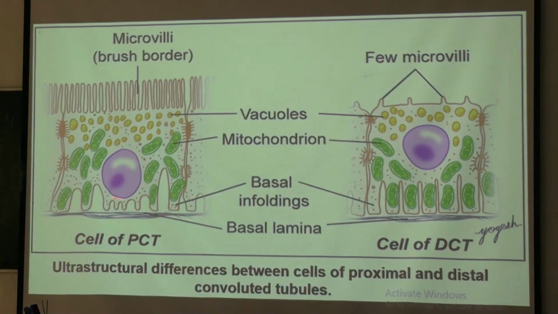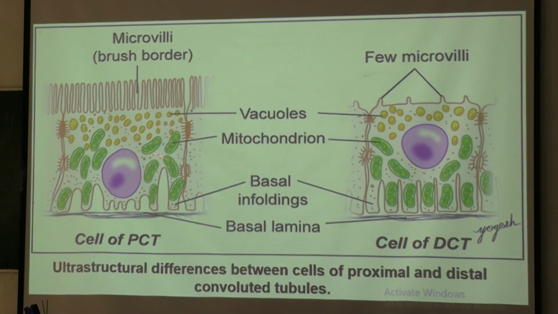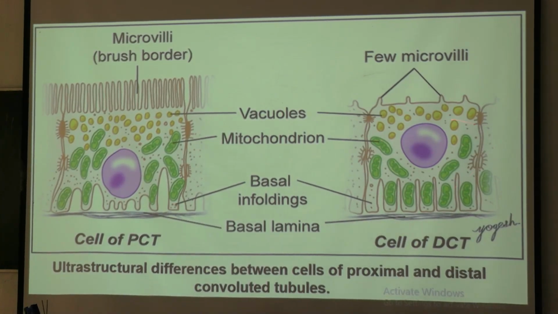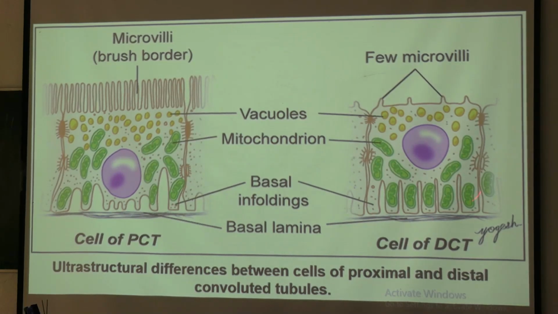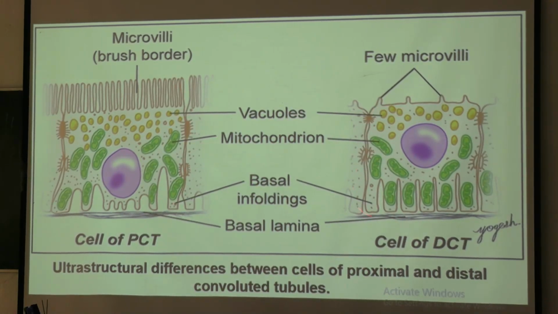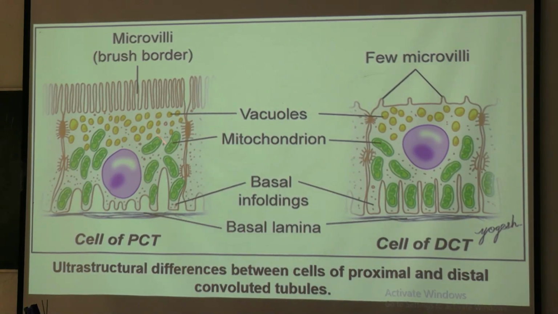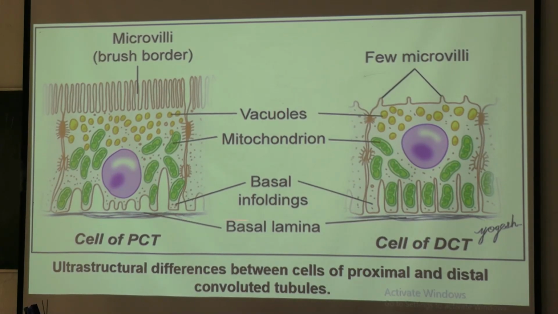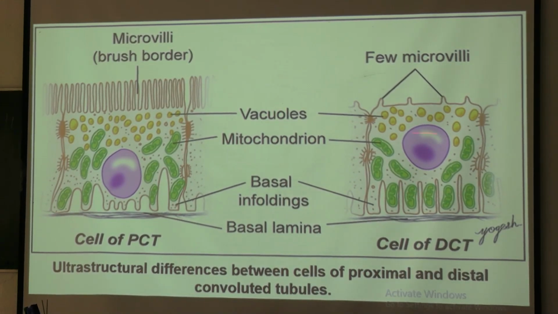See here, this is a cell of PCT: microvilli, tight junctions, mitochondria more in number. And this is a cell of DCT. Few microvilli are present, the number of mitochondria is less, it is less cuboidal. Okay, and this is the basal nucleus, basal infoldings are present, basal lamina. Difference between cells of PCT and DCT: the main difference is the microvilli.